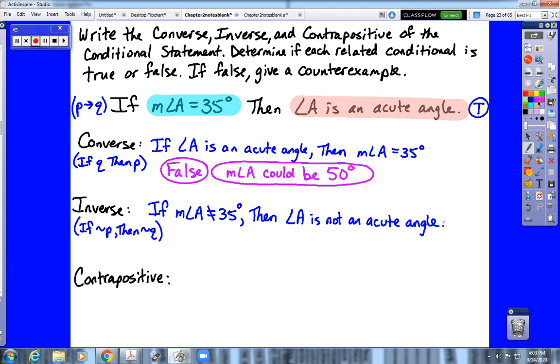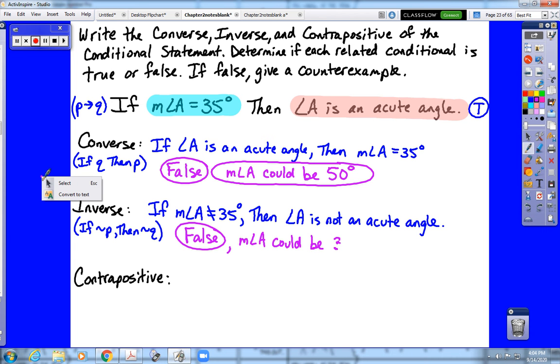So again, then we need to consider the truth values. We need to think to ourselves, is there any measurement for angle A that we can come up with that is not 35 degrees, but would still result in A being an acute angle? And if we can, then this is a false statement. So hopefully you're going, yeah, it's the exact same argument as the last one. This is also a false statement, because the measure of angle A could be any other acute angle measure other than 35 degrees. Say we went with 31 degrees this time, because it doesn't matter what number we give as long as it's not 35 degrees.